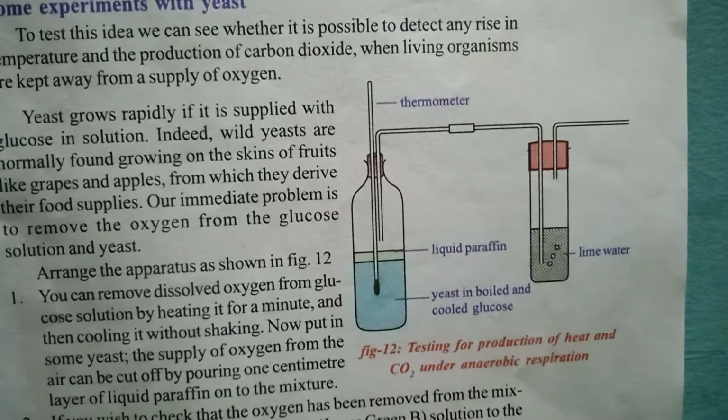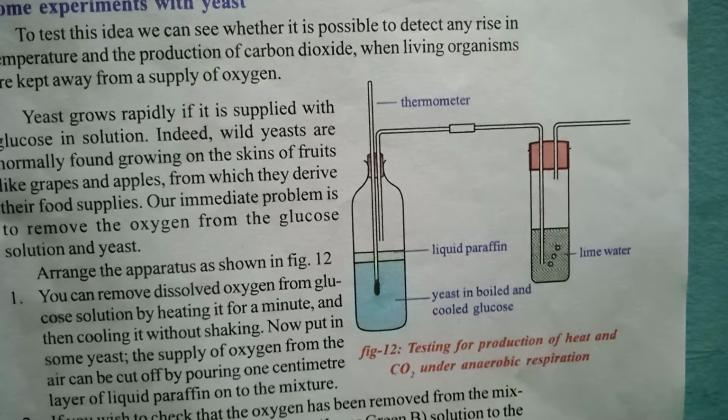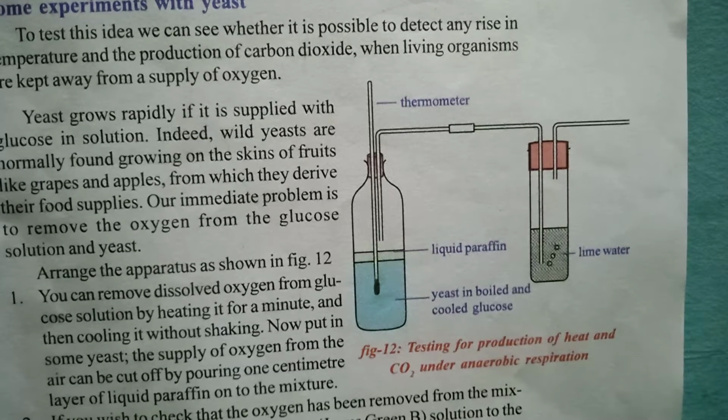Hello children, today we are discussing some experiments with yeast cells. Page number 37, Unit 2, Respiration. In our 10th class book, there are 10 units: nutrition, respiration, transportation, excretion, coordination, reproduction, coordination life process, heredity, and our environmental concern. And now we are discussing the lab activity, some experiments with yeast cells.